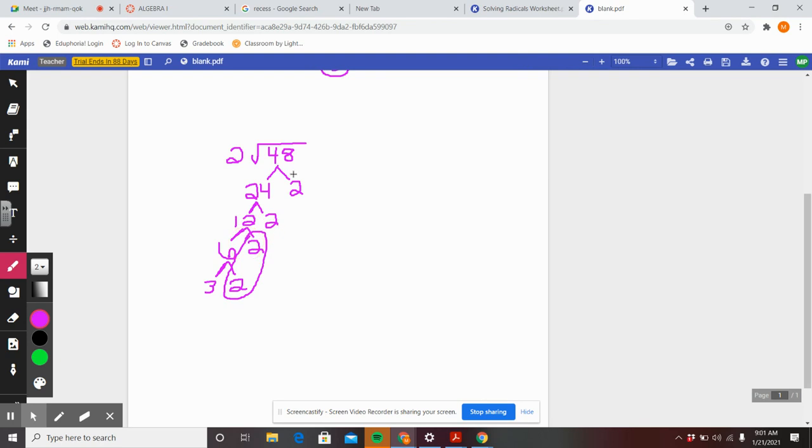So I have 1 set of 2s, 2 sets of 2s. So this is 2 times 2, which is 4. So the 4 comes out, and then it hits that number in front. And what does it do to that number? It multiplies also. 4 times 2, 8. And then what number did we have left that we didn't circle? 3.